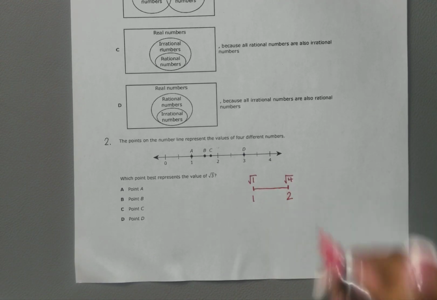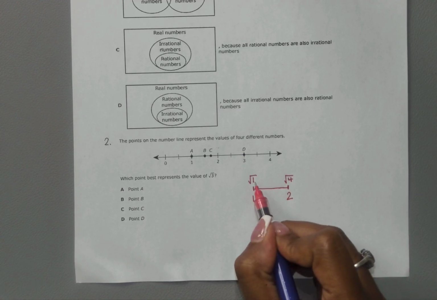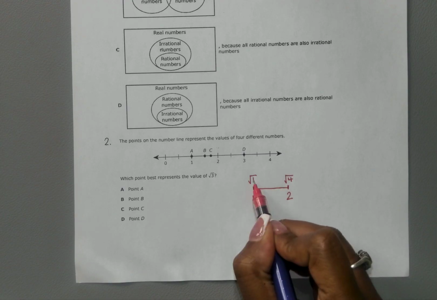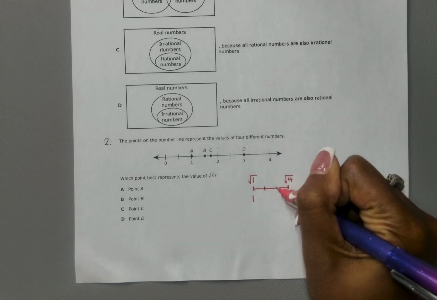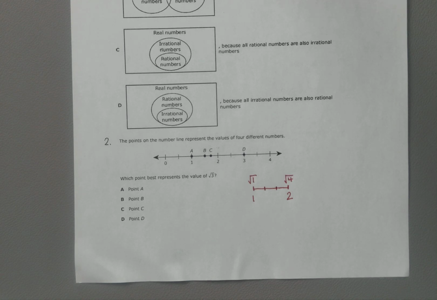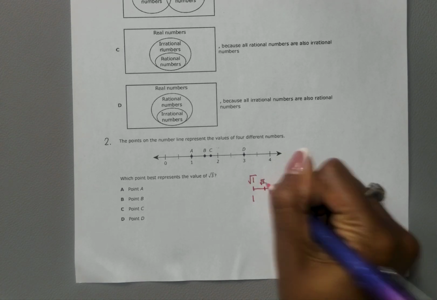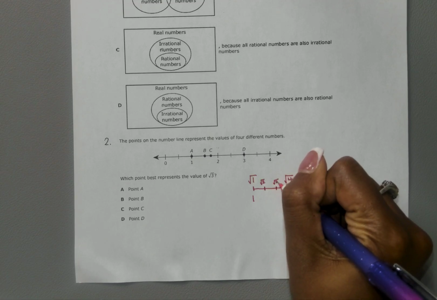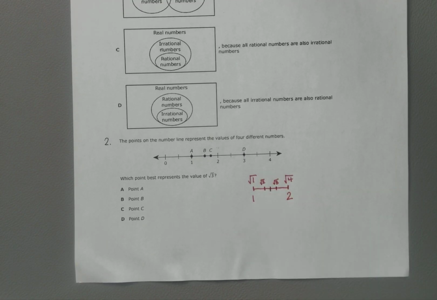So when we estimate these non-perfect squares, you want to think about distance. I know that there's only 2 numbers between 1 and 4, and that's 2 and 3. You want to make sure that they're evenly distributed. So we would say that this is the square root of 2, and this is the square root of 3. And we would say about here is the halfway mark.